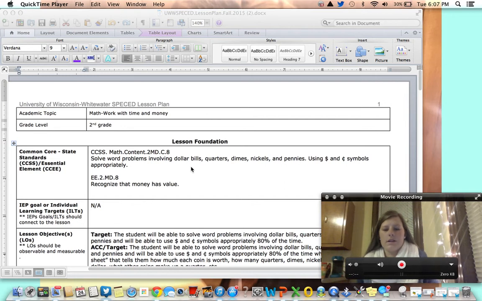So I did a second grade standard math that's working with time and money. The standard is solve word problems involving dollar bills, quarters, dimes, nickels, and pennies using the dollar and cent symbols appropriately. The essential element that goes along with that is recognize that money has value.